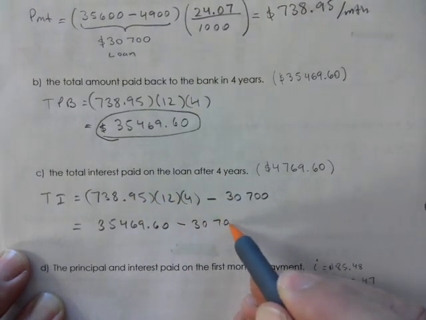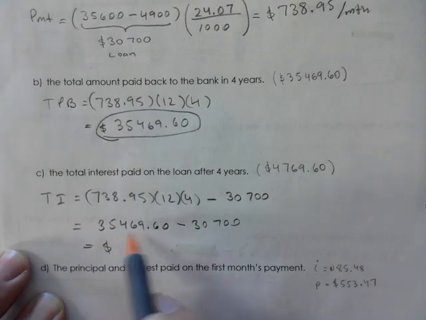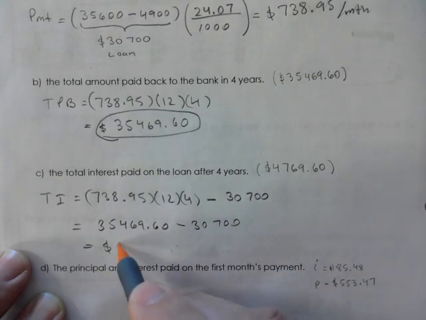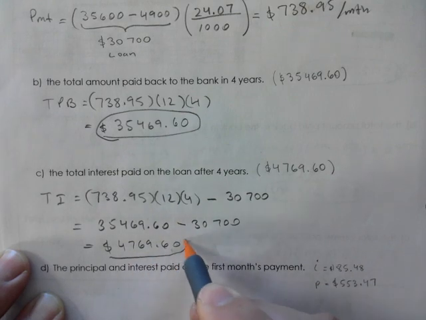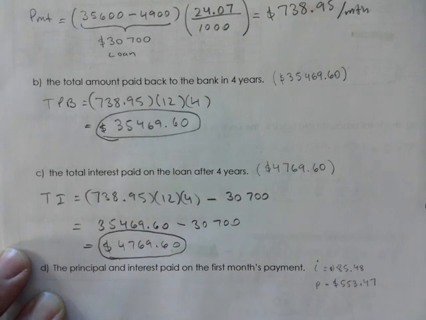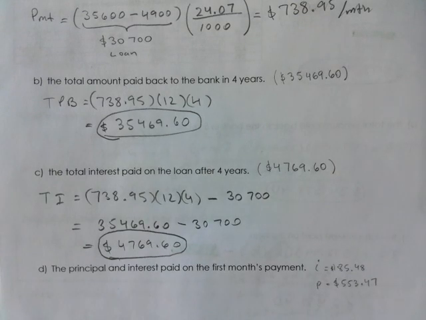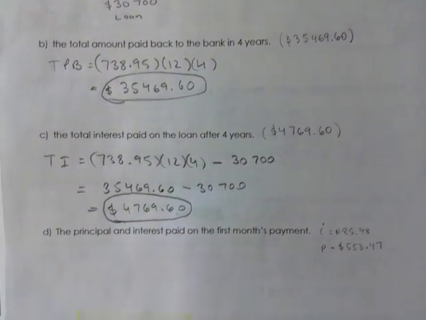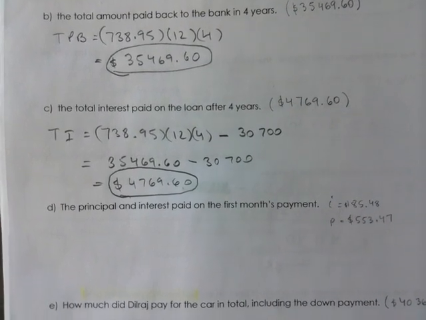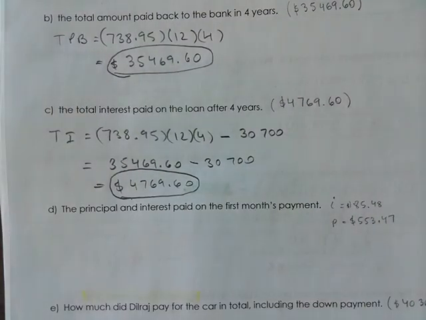Minus 30,700. Subtracting these two gets you that answer, 4,769.60. That's how much in interest you will have paid over the 4 years at that interest rate. It's a pretty expensive car, right? That you're buying, 30 grand, or that you're paying. You're financing 30 grand. Okay?